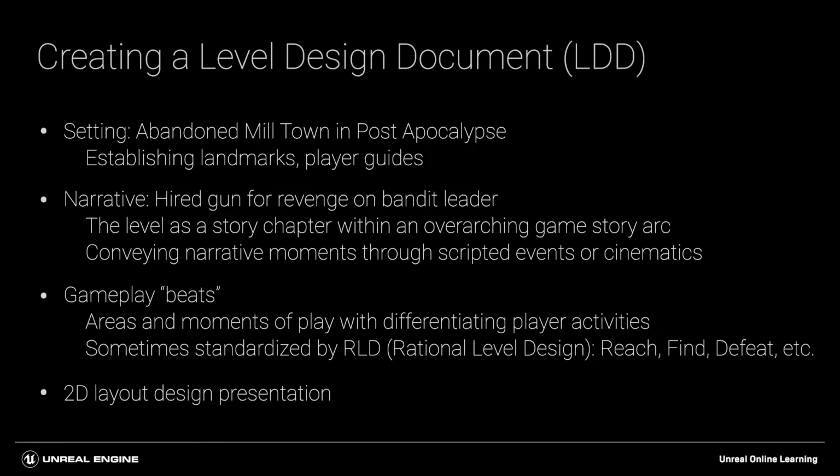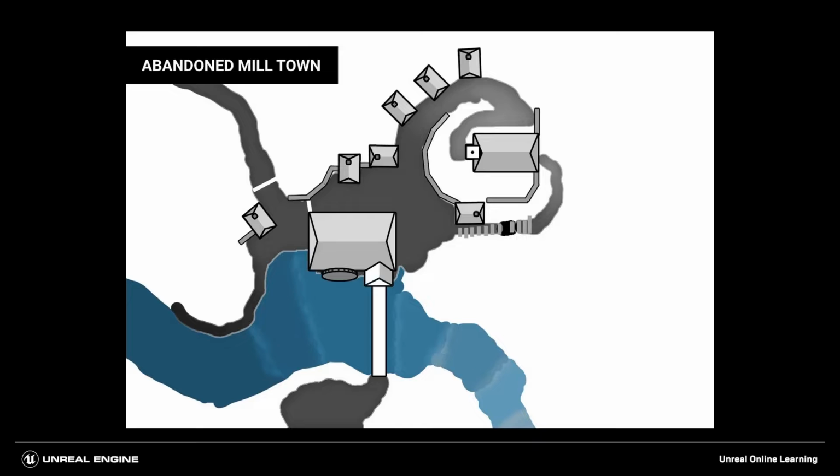And finally, in the level design document, it's very important to have a really strong 2D layout design presentation. So when players look at the graphics accompanying your descriptions, they understand exactly what to expect when they play the level, and they understand the spatial relationships throughout. So this is our setting, the abandoned mill town. This is the most basic level of development right here that I've established in the 2D design.